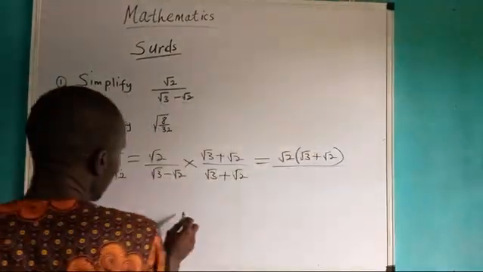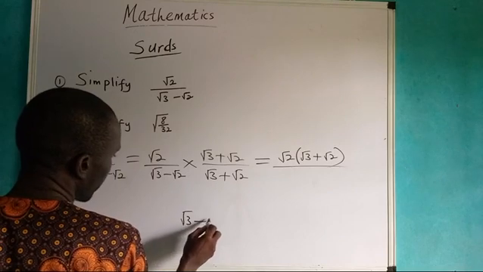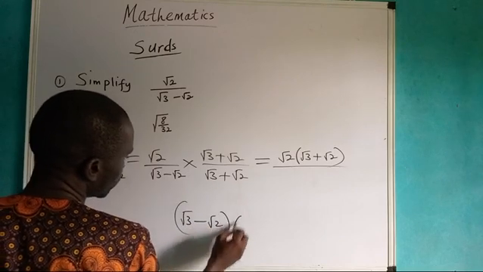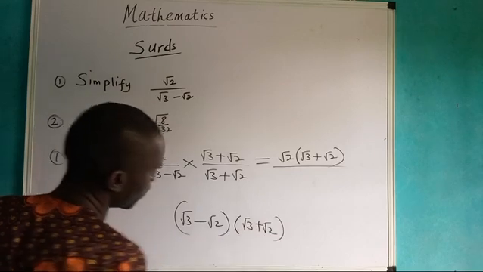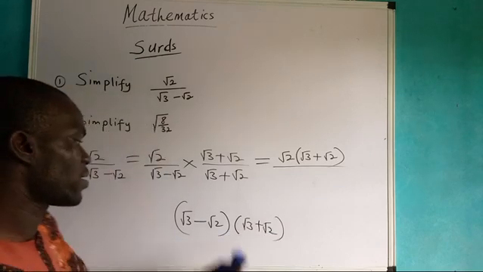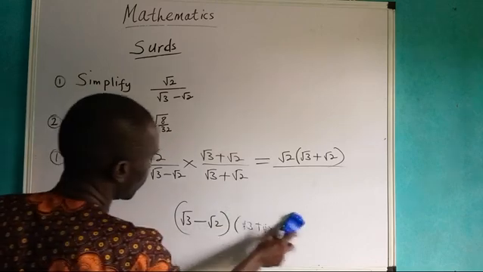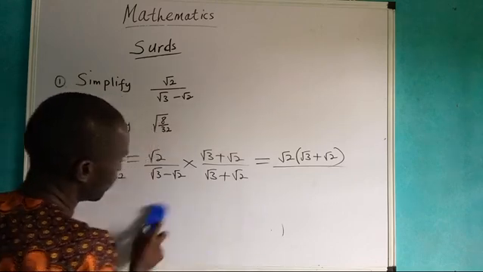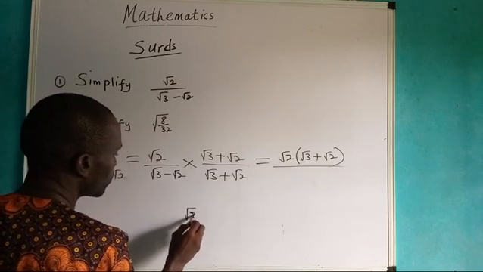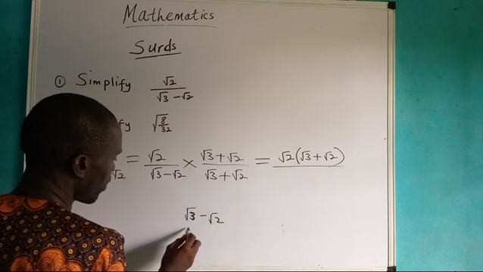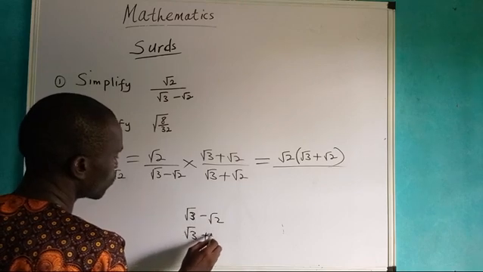It simply means root 3 minus root 2 and also root 3 plus root 2. That is what it means. This is what we are talking about here. Now, how do we solve this one? Let me tell you how to solve this. It becomes root 3 minus root 2 and also root 3 plus root 2.